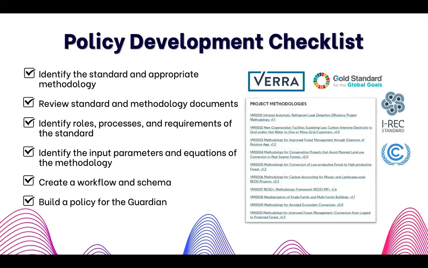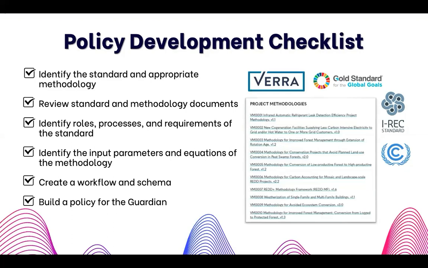Step two is to review the standard and methodology documents. You'll want to make sure that you read through the documentation provided by the standard and methodology, ensuring that there's a comprehensive understanding of their guidelines, criteria, and principles. So if you're familiar with any of these methodologies from Vera, Gold Standard, maybe CDM, you know that these PDFs have a lot of information in there. It's like 300 pages, and you want to make sure that we're putting all of that into the policy that goes into the Guardian.